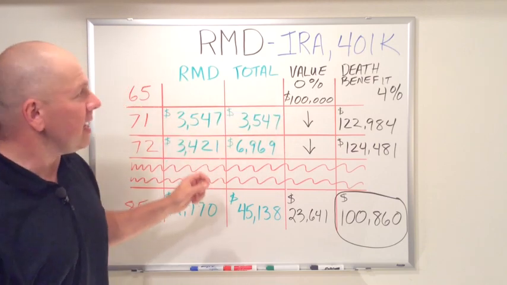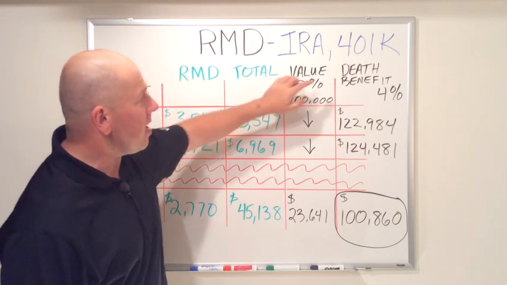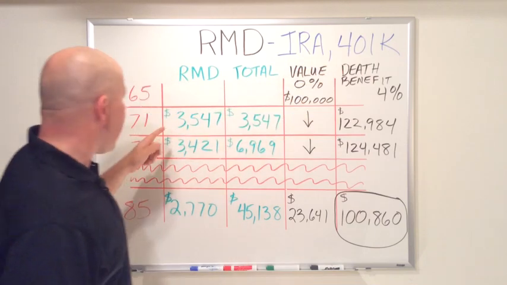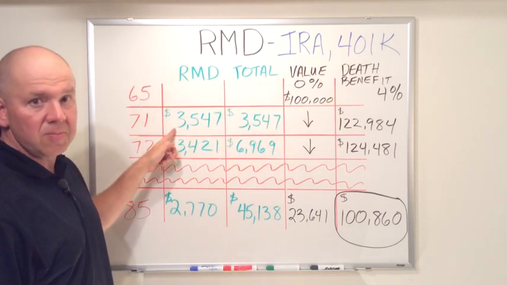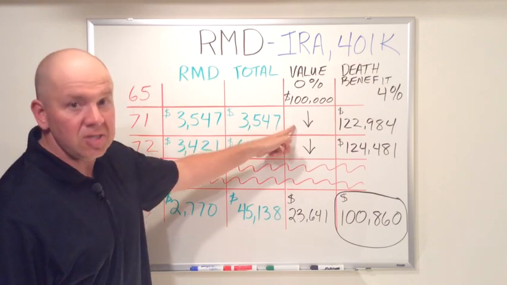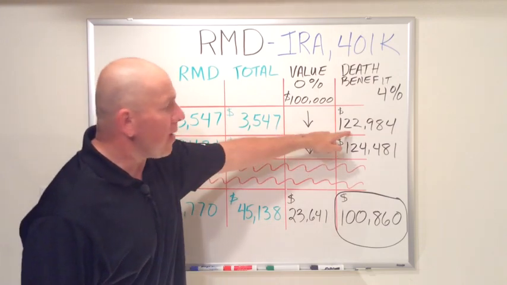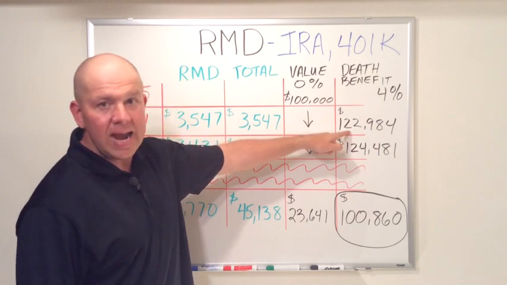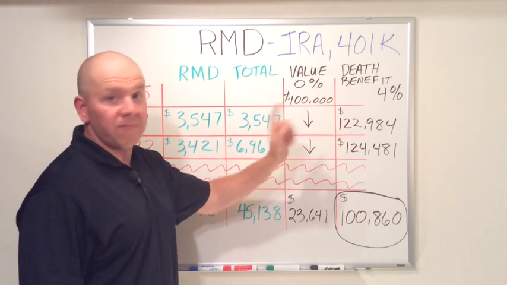But what we've seen, even though he's earned 0 over here, his death benefit has been growing at 4% a year. So even after he takes out his first required distribution, and even after he earns 0 on his account, the death benefit, if he were to die, is still $122,984. Okay? So follow along here.